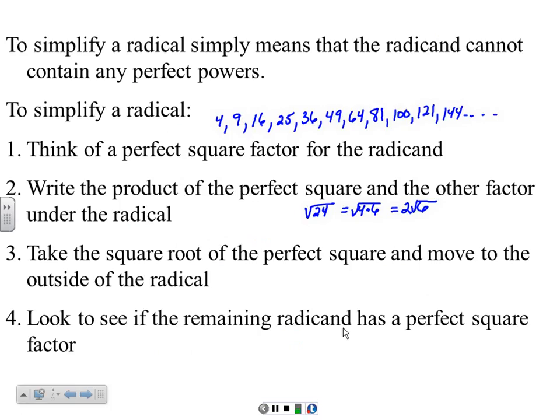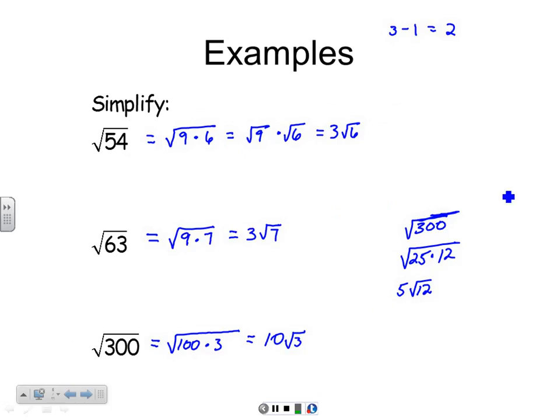Look to see if the remaining radicand has a perfect square factor. Well, 12 does. It has a 4 in it, so you're going to have to go again. And understand that this is multiplication, so this is 5 times, 12 is going to break down into 4 times 3, and the square root of 4 is 2, so it's going to come out, and 3 has to stay under, and then you have to finish your multiplication and get 10 square roots of 3. So you'll get the same answer, but you just have to remember to keep going. So if you don't pick the highest perfect square, just understand that you're going to have to keep going.